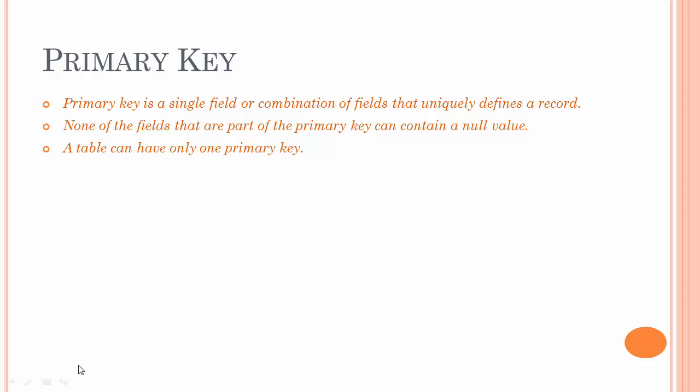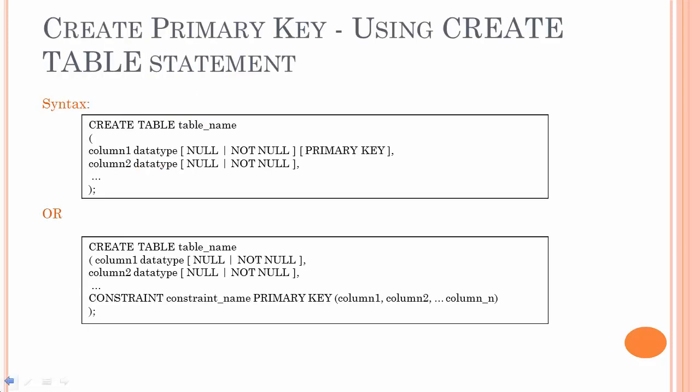Let's see the syntax of primary key. Create primary key using create table statement. Here you can see we have a syntax of primary key while creating table. Create table, table name, then column name, data type, and then null or not null, and then primary key. And these are the optional part. When you apply primary key like this, in that case you only can apply primary key on a single column.